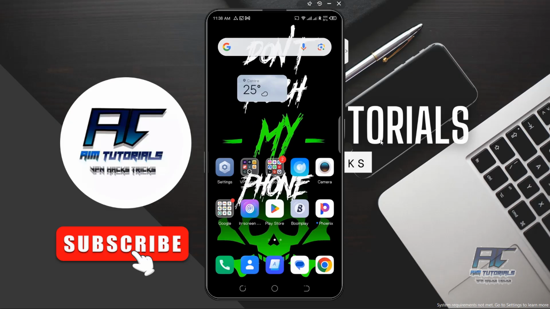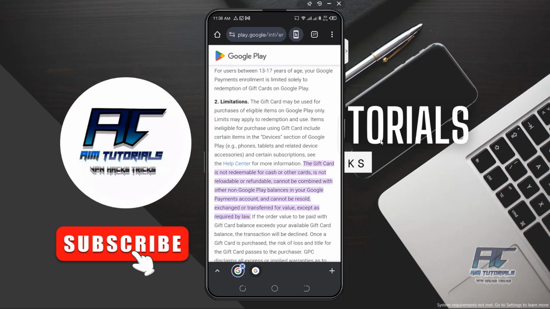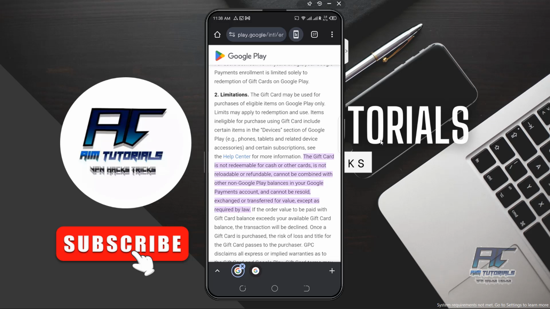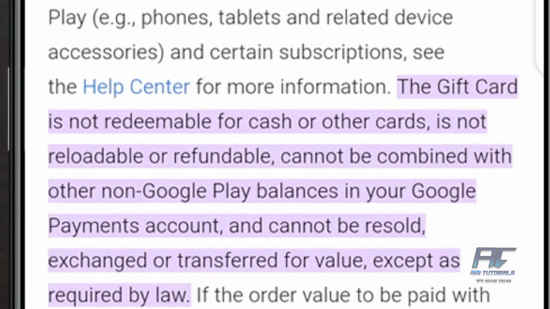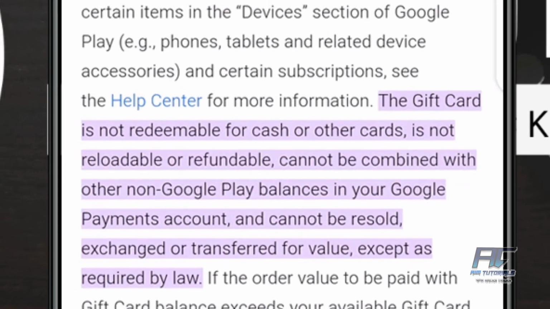Alright, so first things first, let's understand the basics. If you're using your Google Play gift card, it is very probable that you've looked to transfer your Google Play gift card balance to another account or another device. According to Google Play, the gift card balance is not redeemable for cash or other cards, is not redeemable or refundable, cannot be combined with other non-Google Play balances in your Google Payments account, and cannot be resold, exchanged, or transferred for value except as required by the law.